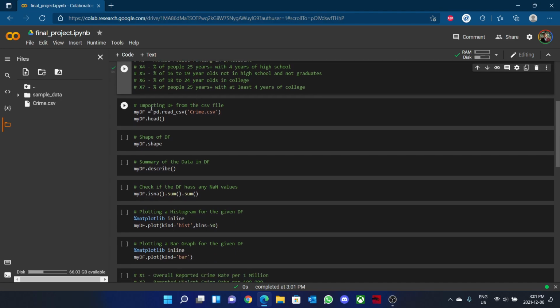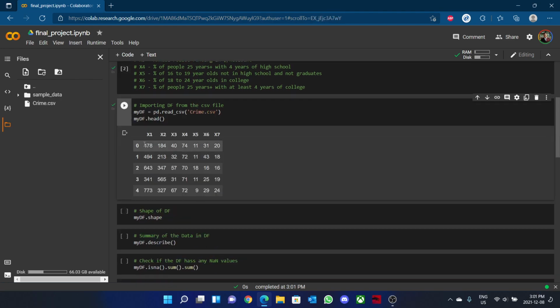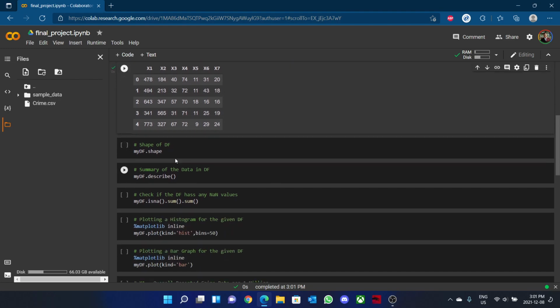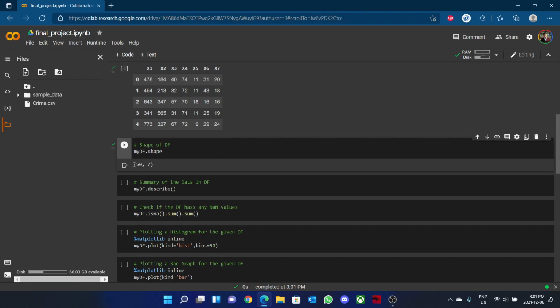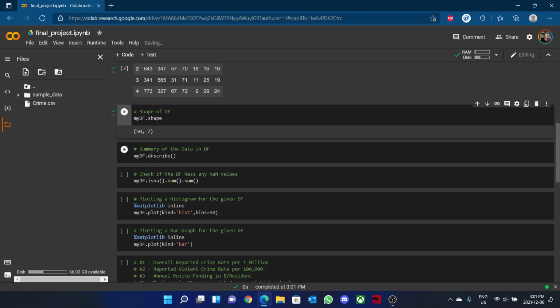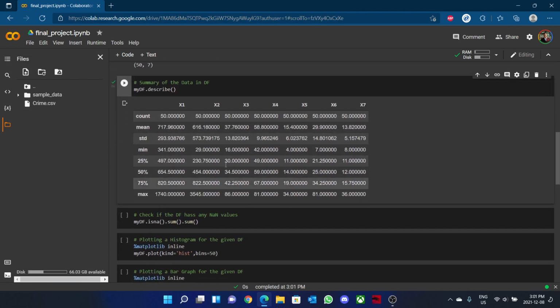Right. So let's import the data frame from the CSV file, and these are the first few values. Now we were asked about the shape of the data frame. So we have 50 rows and 7 columns. Now let's go and find out the summary of the data. And here it is. For all the columns, we have the count, mean, standard deviation, minimum, maximum value, and the percentiles.